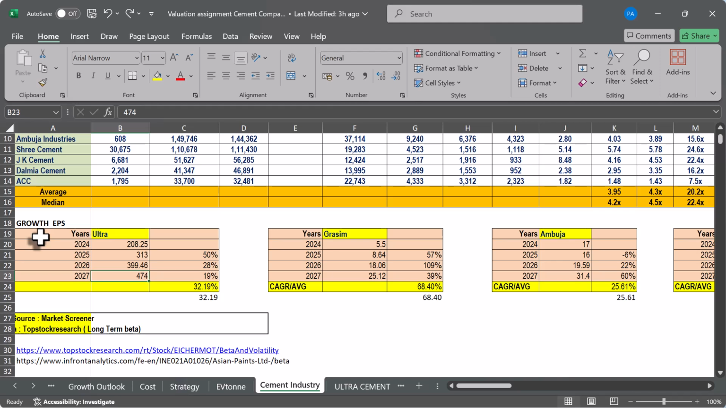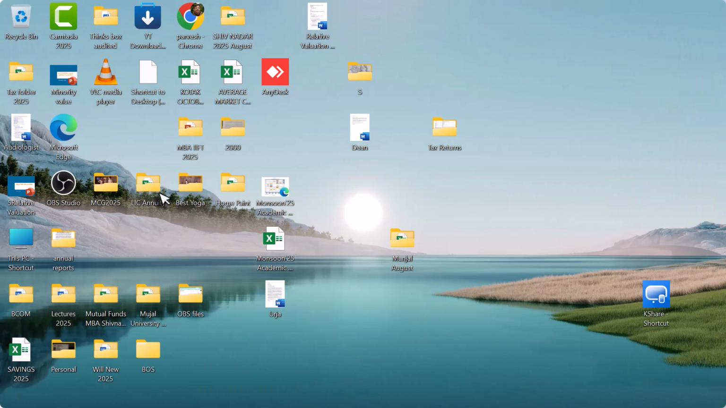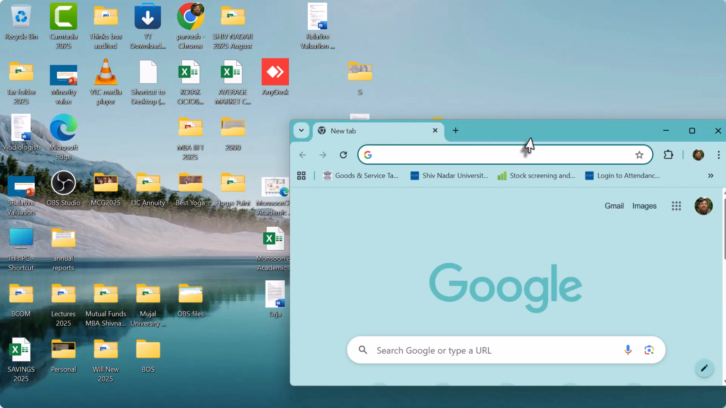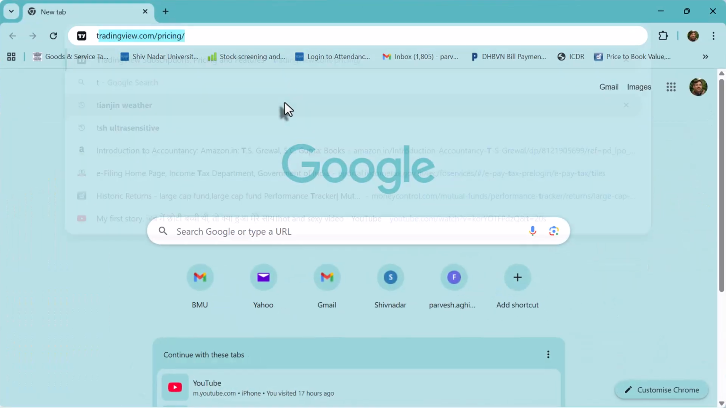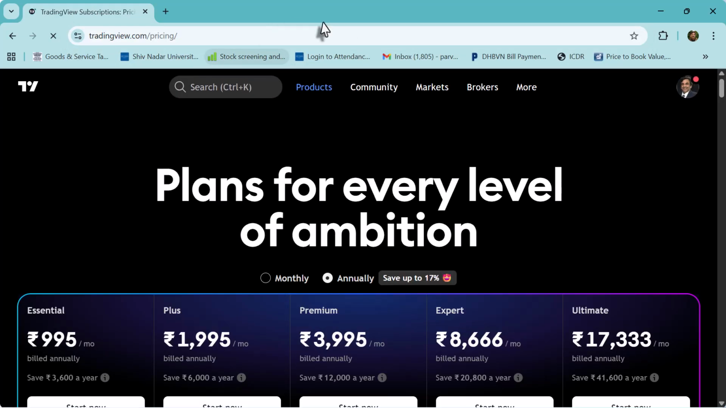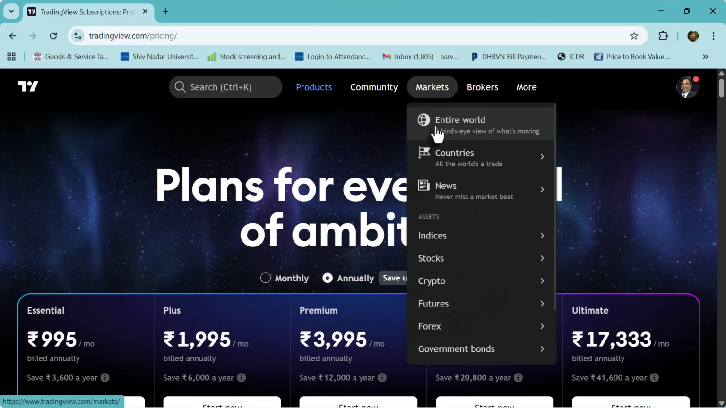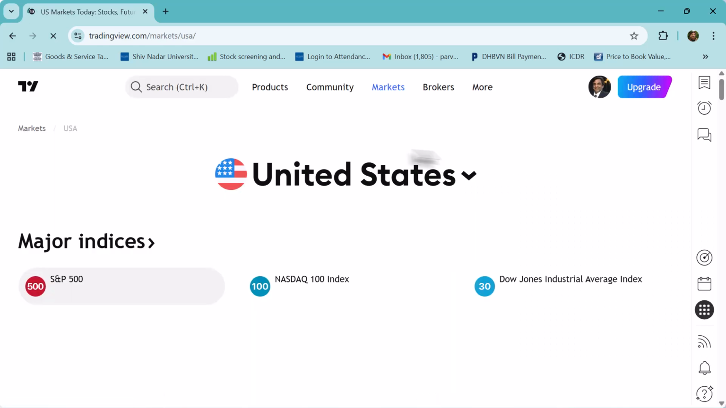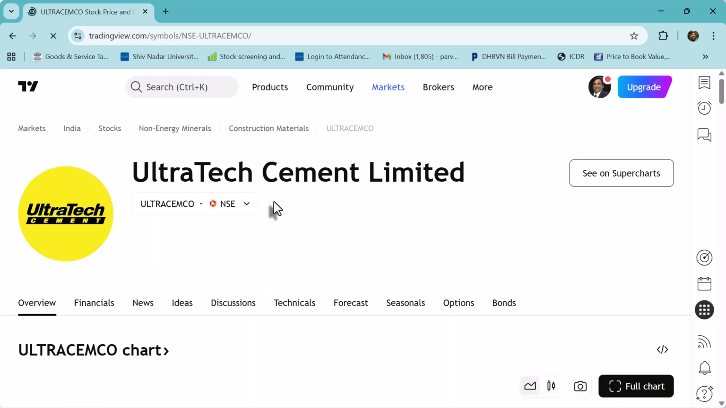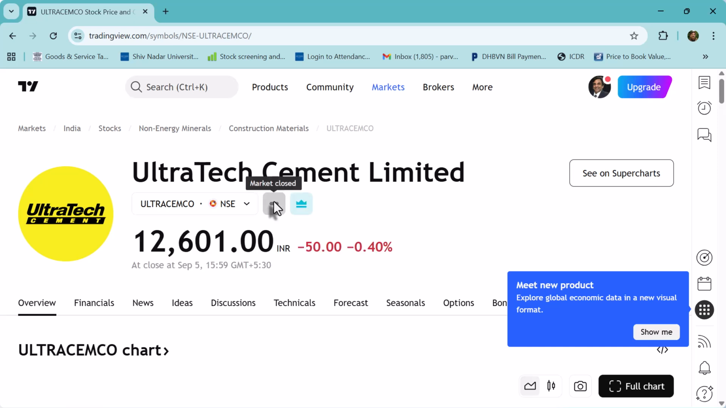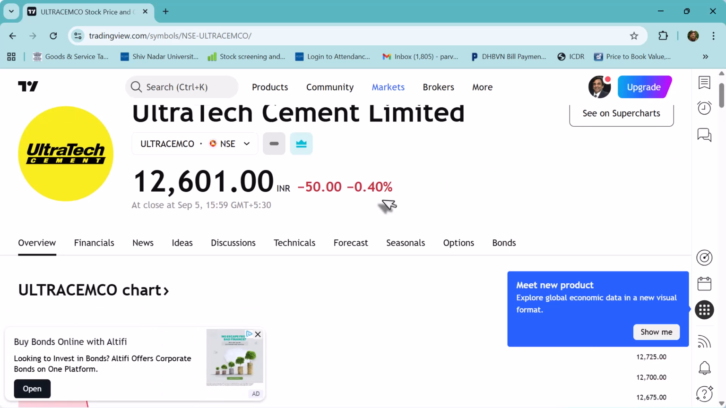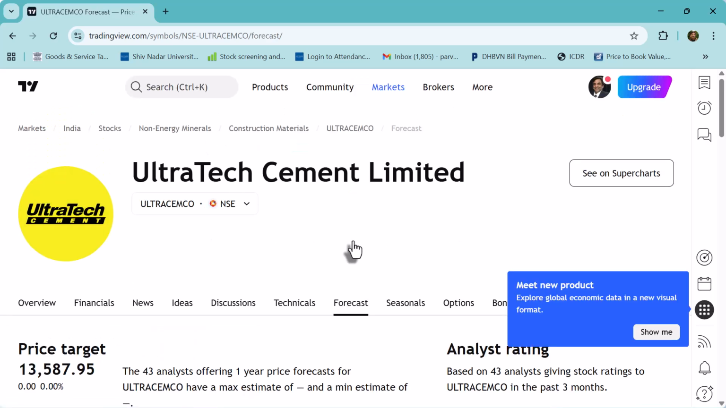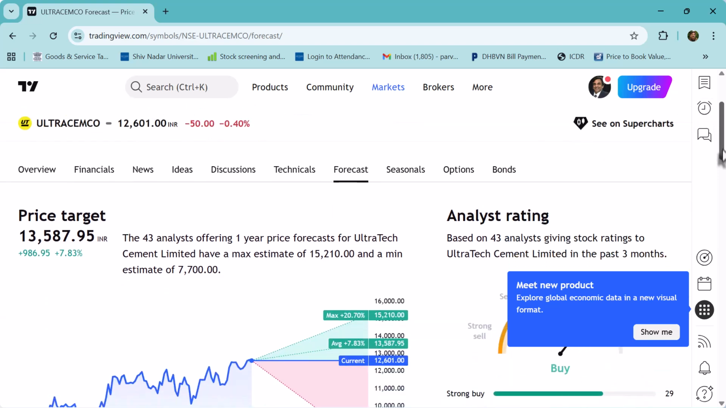Okay, fine. So what we do is that we go to a site which gives you the numbers. So the site name is Trading View. Okay, so go to this site. Okay, and then go to markets. Okay, can you see Ultratech? Then we go to the forecast in Ultratech. Okay, and go straight away down here, and you have the earning per share of the company.